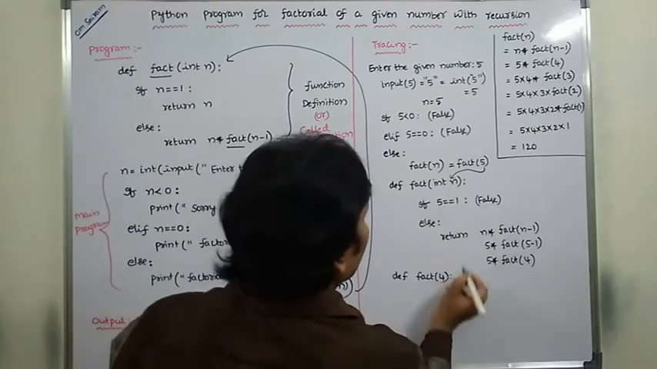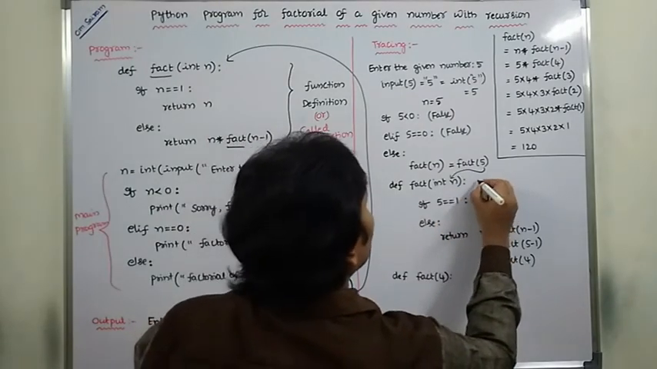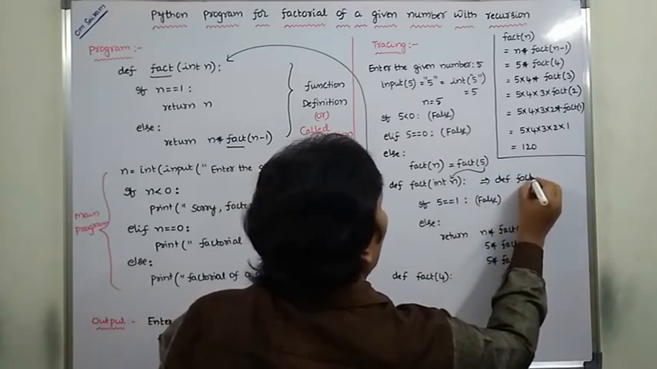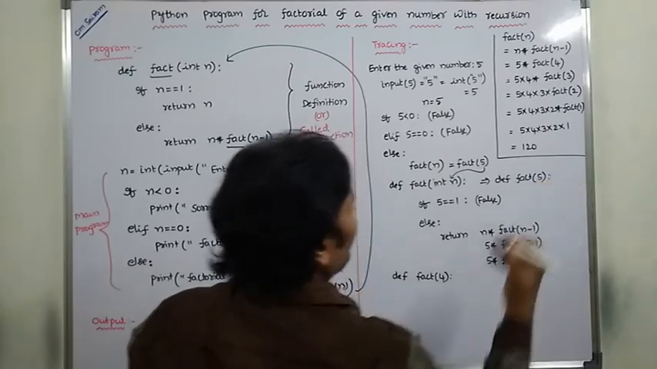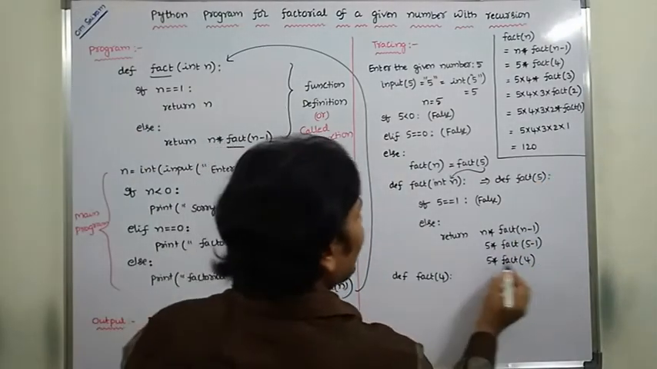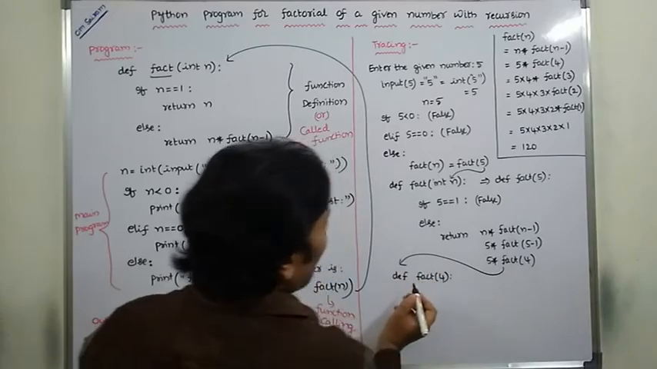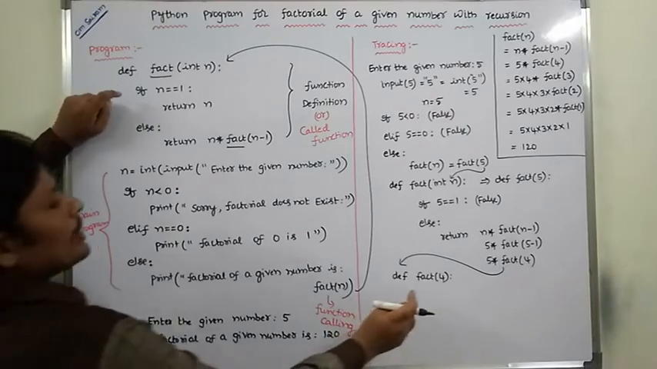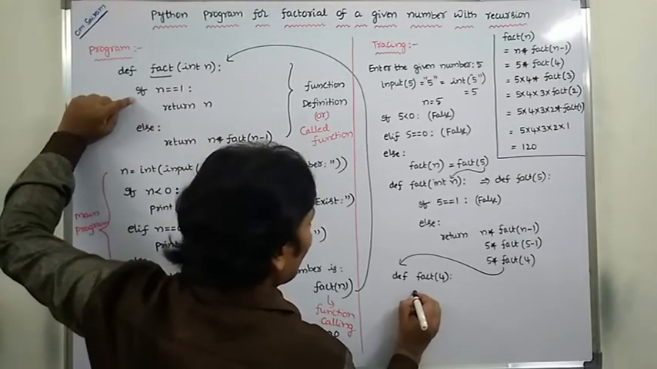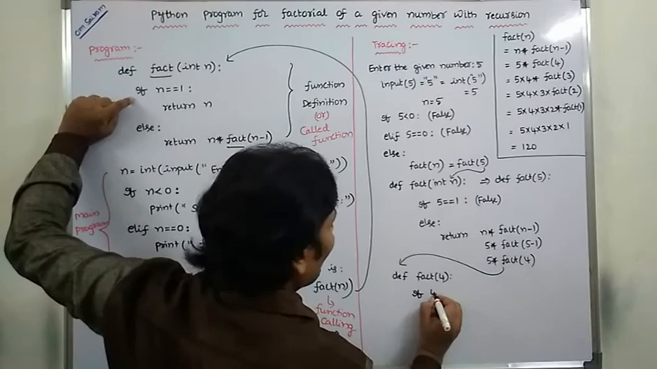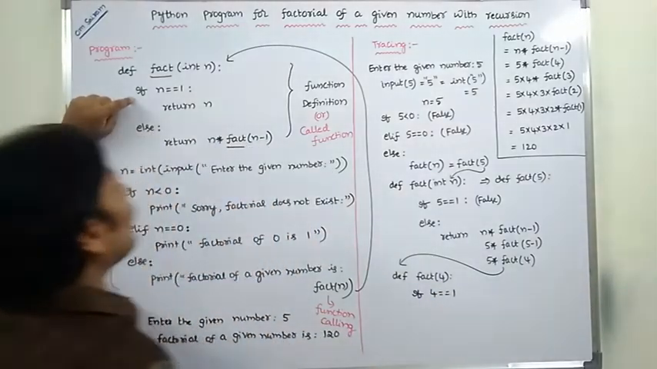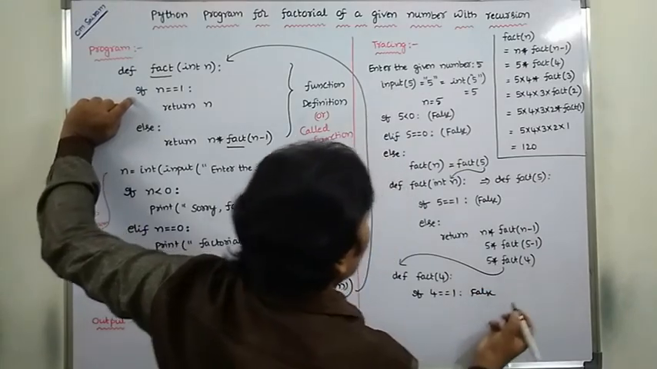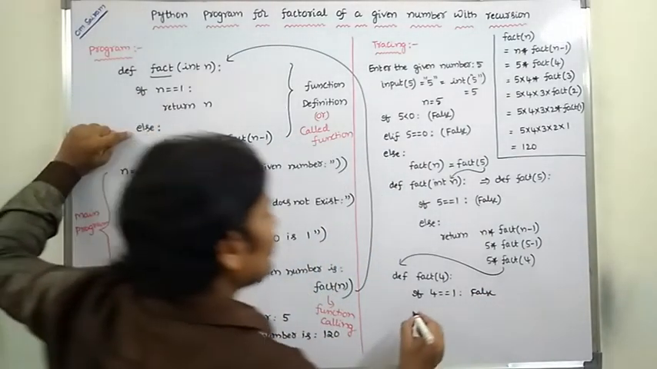Def fact of 4. Initially def fact of 5, so it becomes def fact of 5 is called. Now, after completing this iteration, again it calls def fact of 4. Now the control goes to the definition: if 4 equal to 1, that is false. Go to the else block.